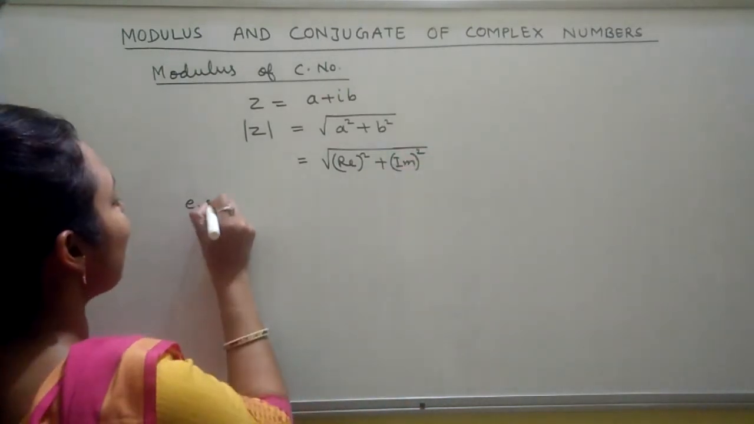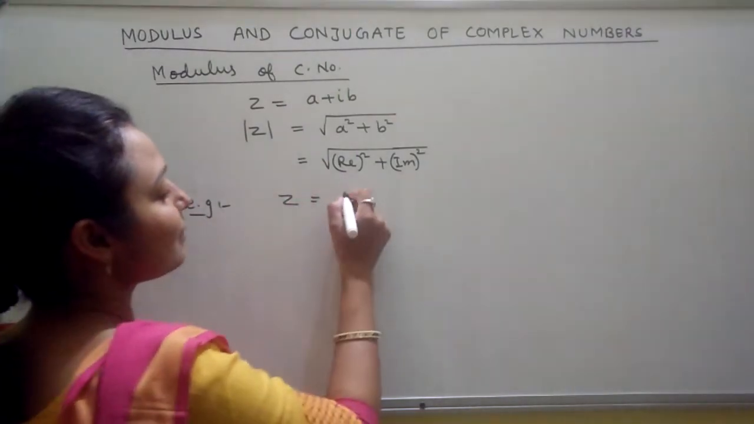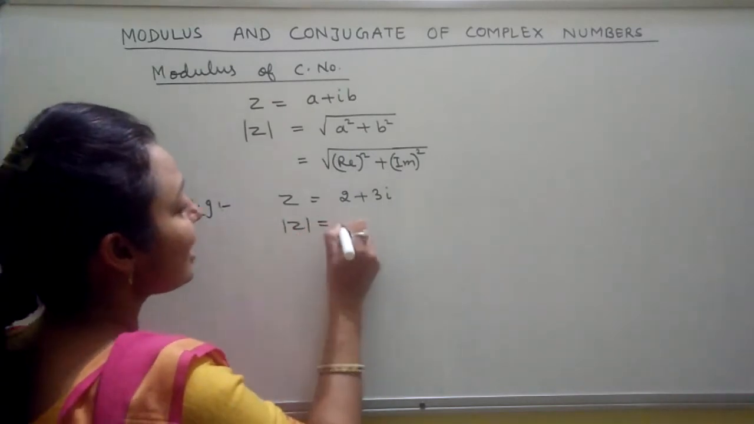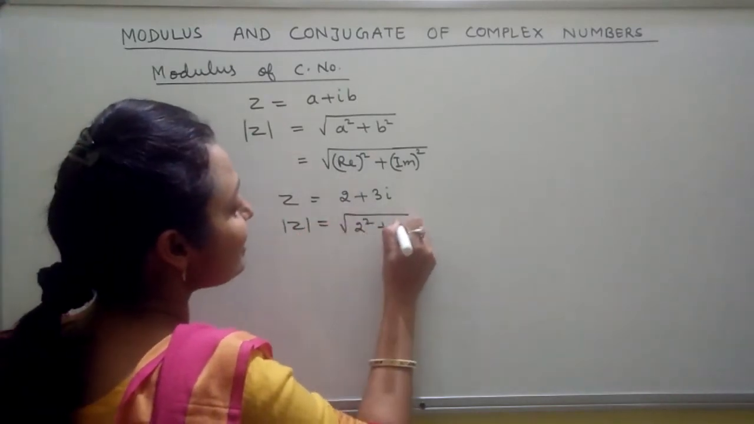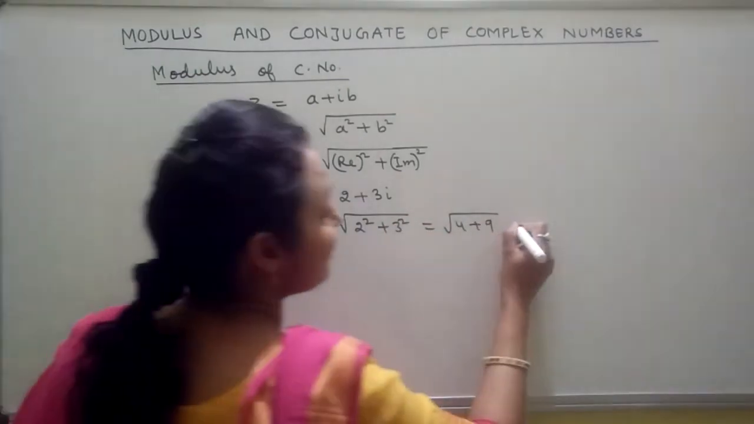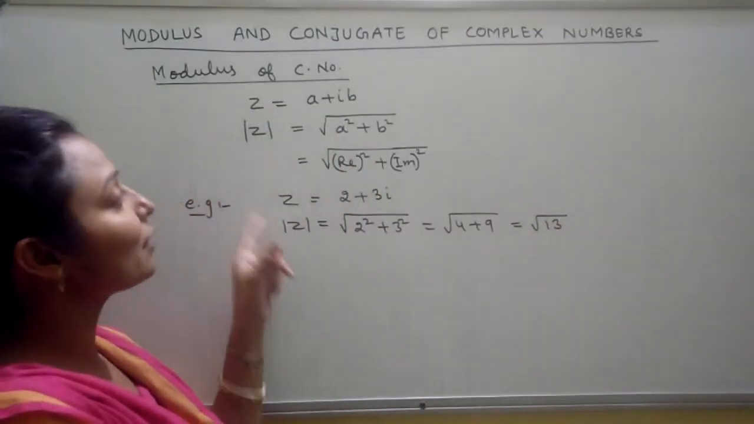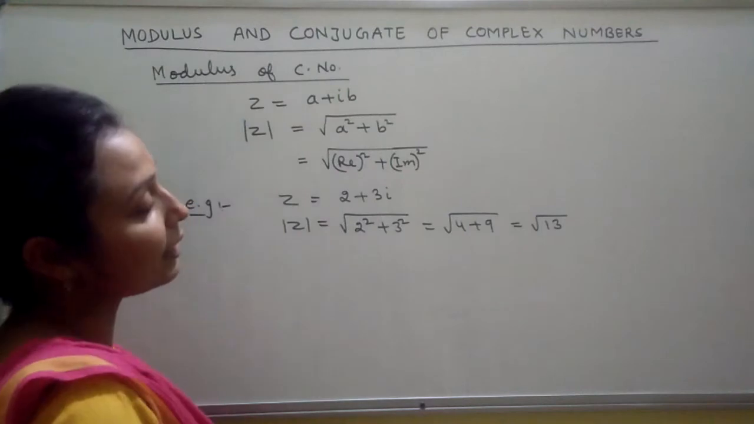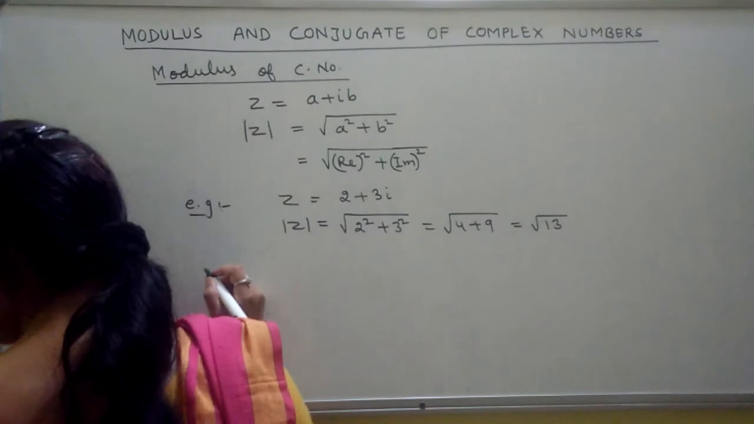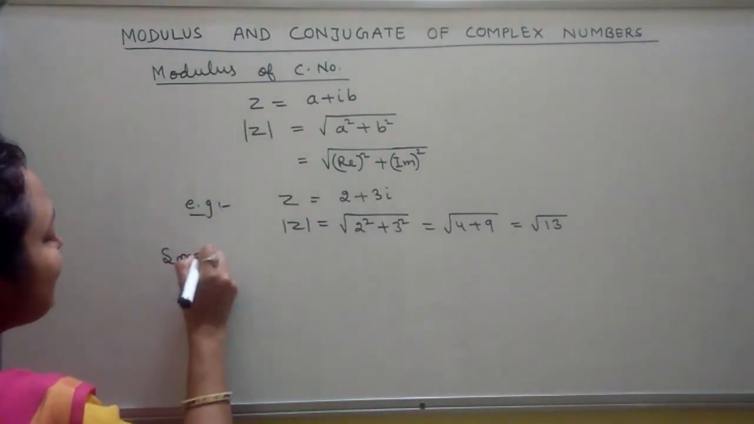For example, we have one complex number, 2 plus 3 iota. So how can we find the modulus? The modulus is the square root of 2 square plus 3 square. That is 2 twos are 4 plus 3 threes are 9, that is root 13. So this is the way to find the modulus of complex numbers.